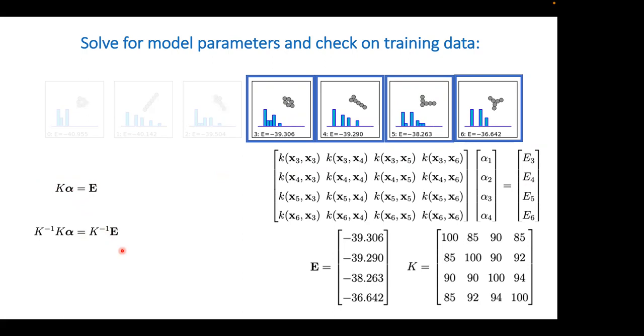You just have to find the inverse of this kernel matrix, multiply on both sides of the equation, and then you get the alphas. And the only problem is that you cannot always find the inverse of a matrix. If some of your structures are too alike and so on, then this problem may be ill-conditioned. So what you do to make sure that you can always find it is you add a little bit to the diagonal of the kernel matrix, and that is referred to as noise.